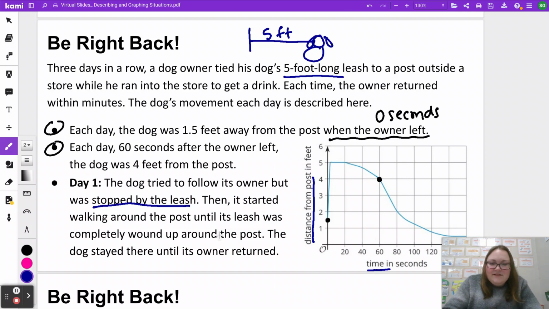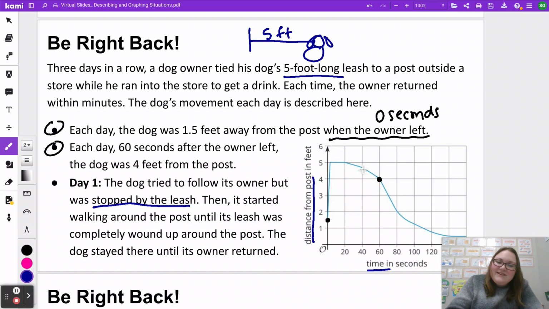After that, all the story said is the dog is walking around the post until it's completely wound up. If this is your post and the dog is going around and around and around, maybe this has happened to you or a dog at some point, but if you keep going around and around, it's getting tangled. And what's happening to your distance as you do that? You're getting closer and closer and closer. So as he goes around and around, that dog is getting closer to our post. So notice my line had to go down. I had to show the distance is decreasing.